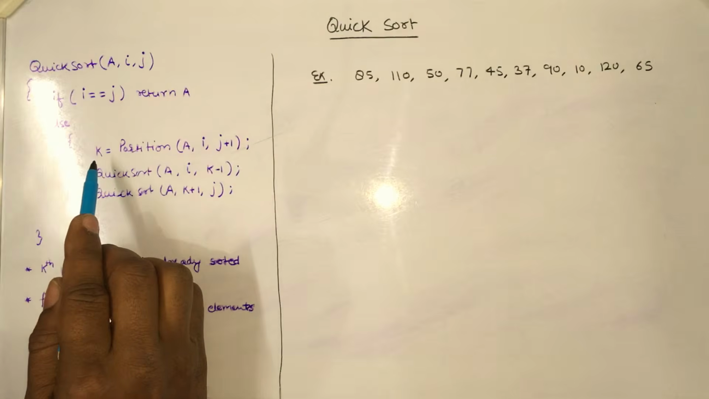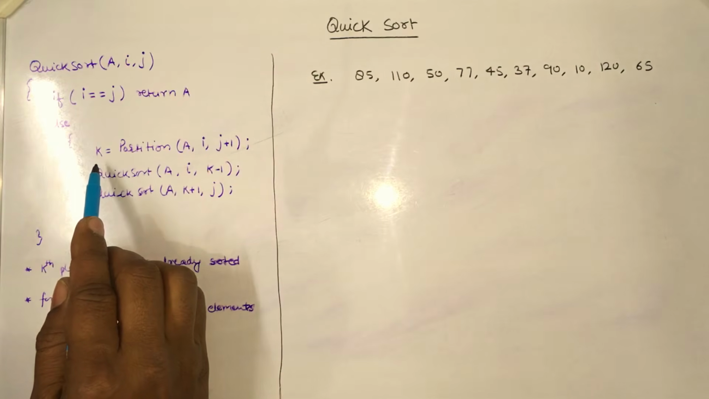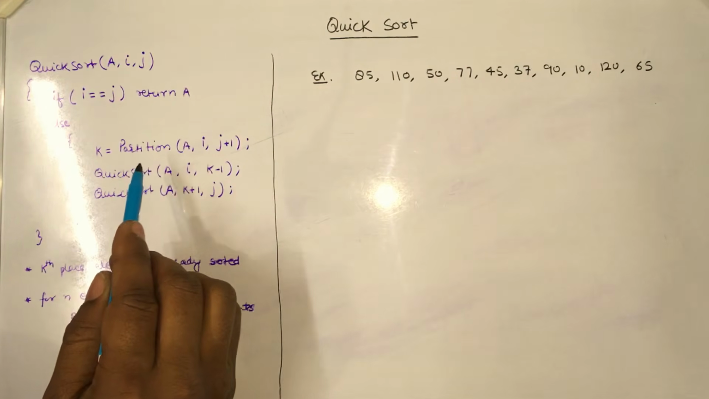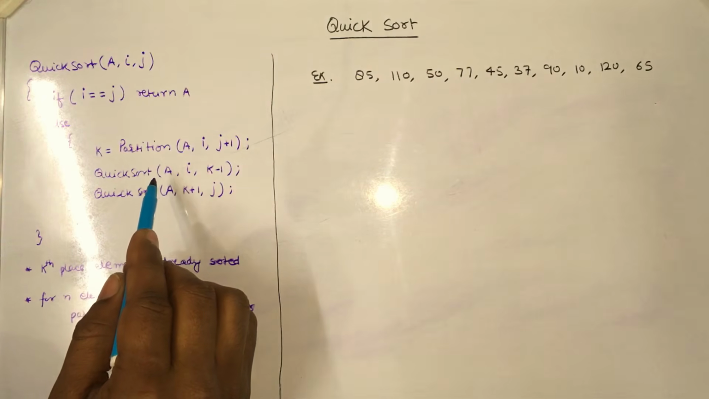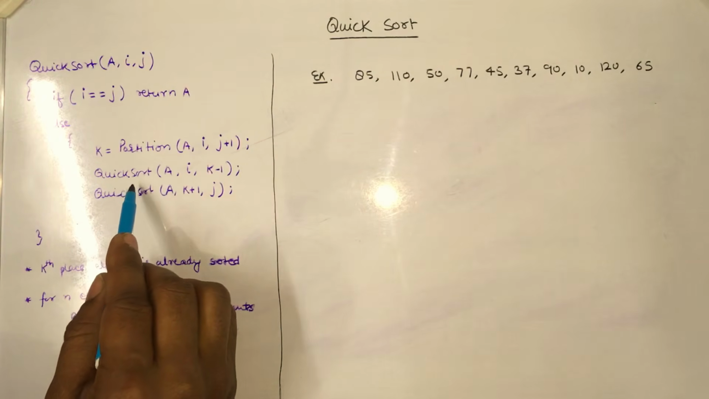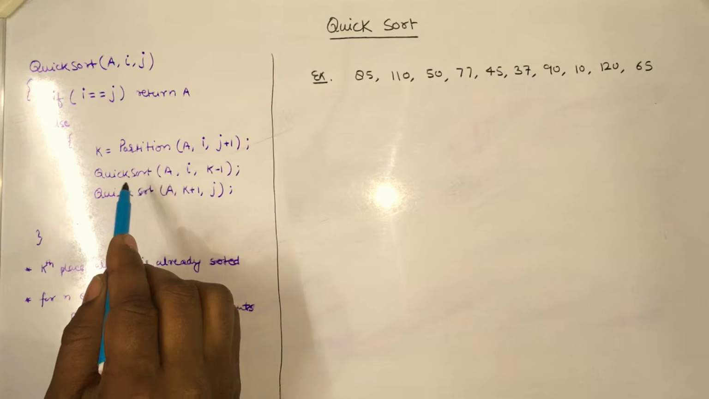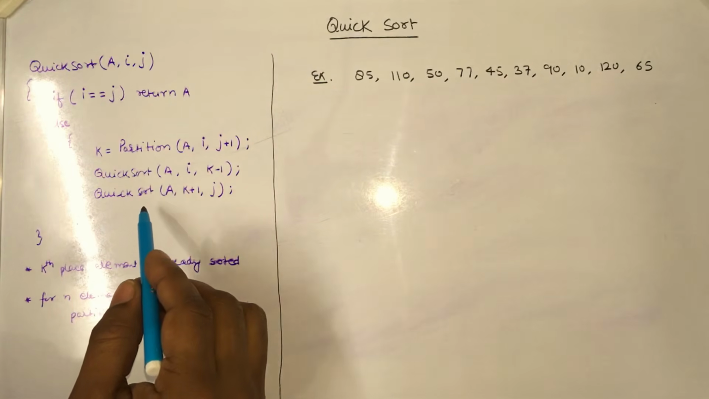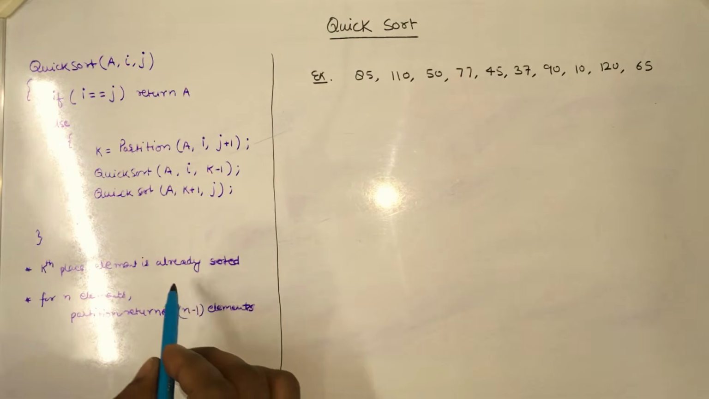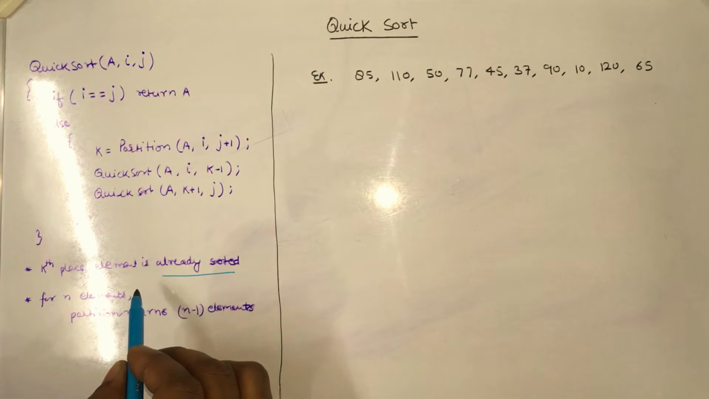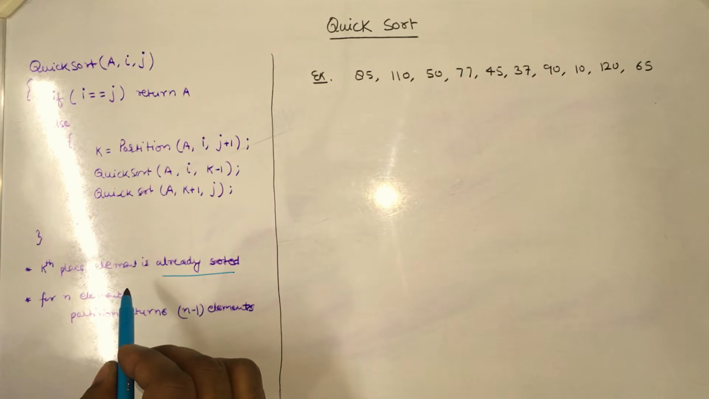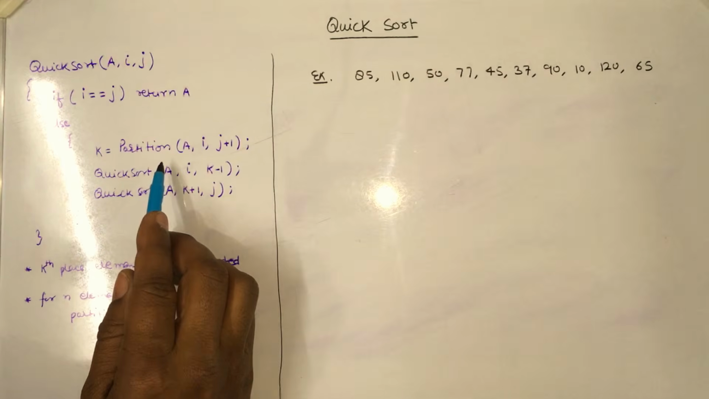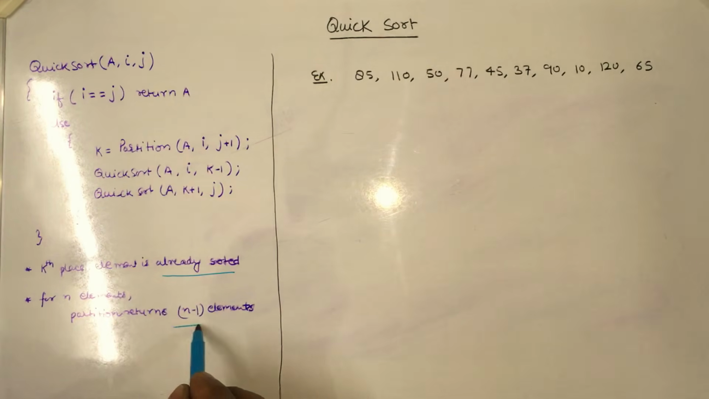So k will return the index value on which we will partition the array, and then we will call the same procedure quicksort on both of the partitioned subarrays. So the kth position element is already sorted, and for n elements, if we pass those n elements into the partition procedure, then it will return n minus 1 elements, and one element is already sorted in the array.